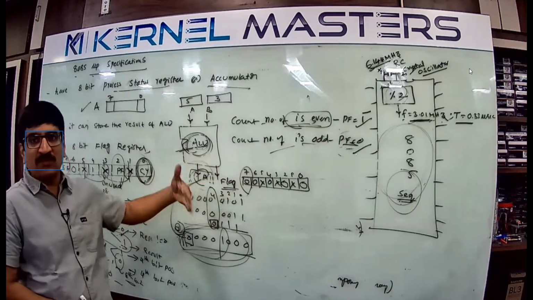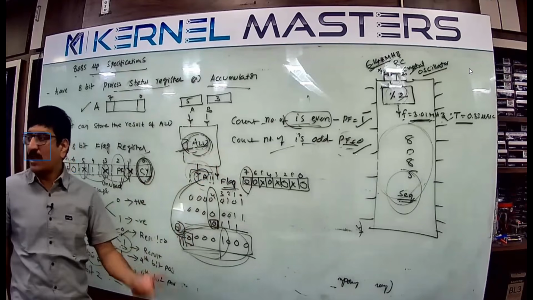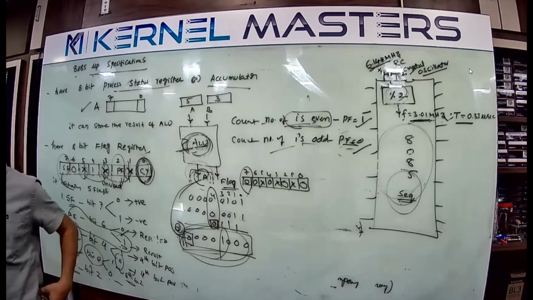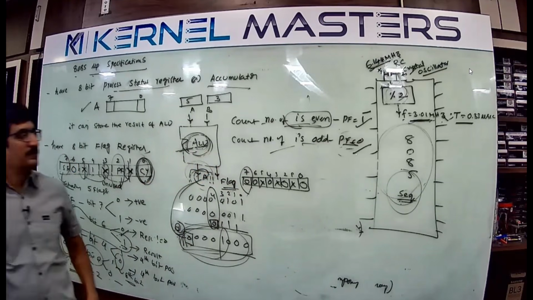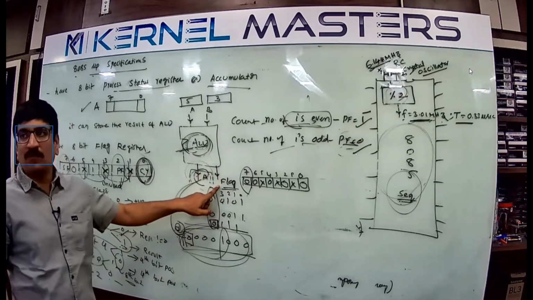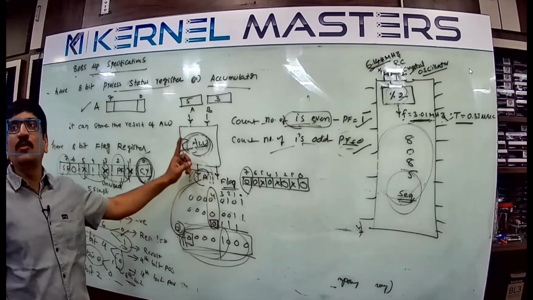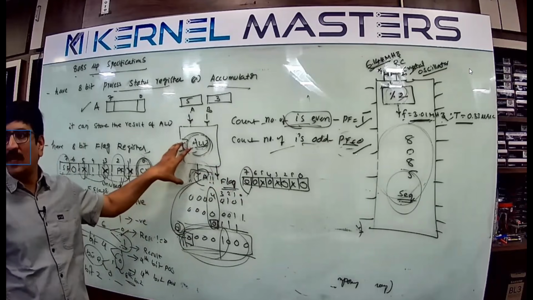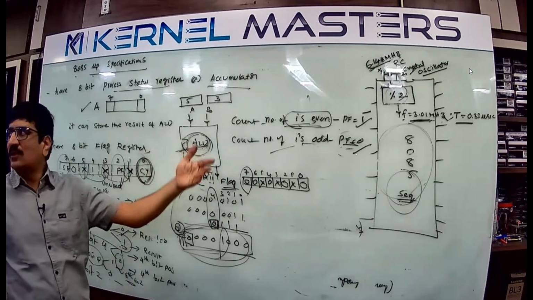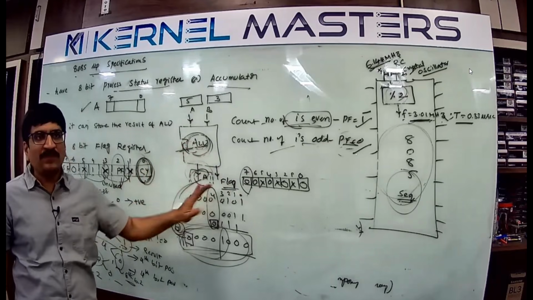Just now, what kind of flags were affected? So the flag register is affected only after performing an ALU operation. ALU, arithmetic and logical. Any logic gate, any logical operation, also affects the flag register.